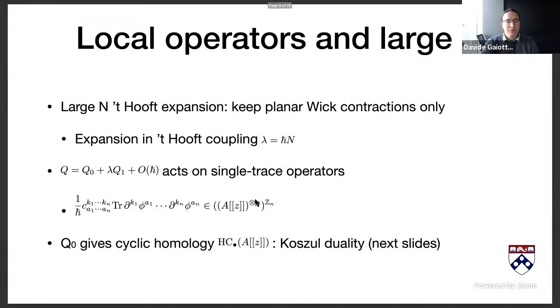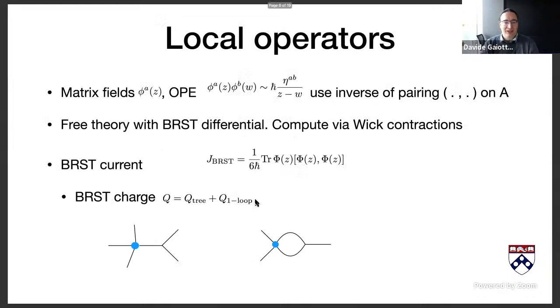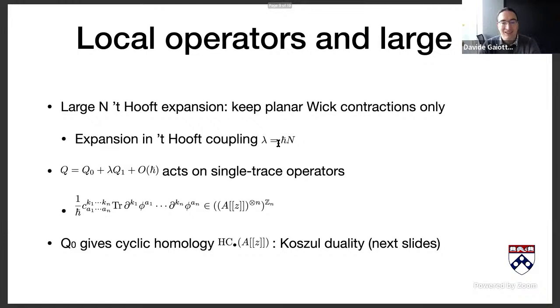Now, we want to do a large N expansion, a 't Hooft expansion, which means that we only keep planar contractions. And so every contraction gives a factor of h-bar. Every loop, every face in your 't Hooft expansion gives a factor of N. And you can just keep a fixed 't Hooft coupling, lambda equals h-bar N, and send N to infinity or h-bar to zero. When you do that, you get a lot of simplifications. The crucial simplification is that you can work with single trace operators, meaning both the differential and the OPEs close on single trace operators.